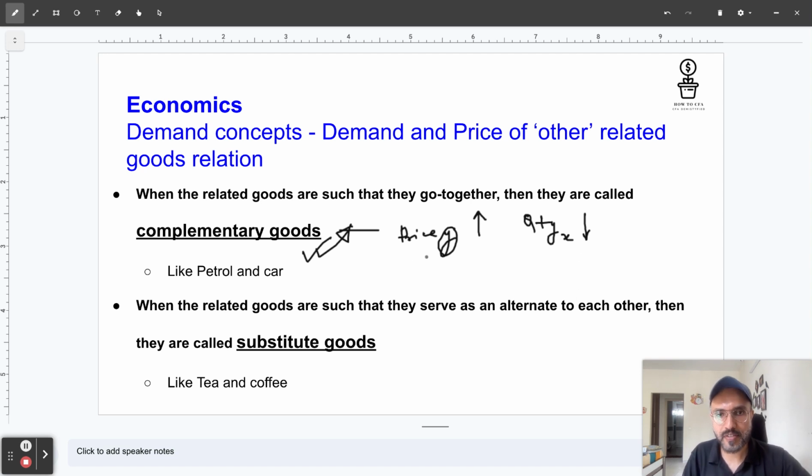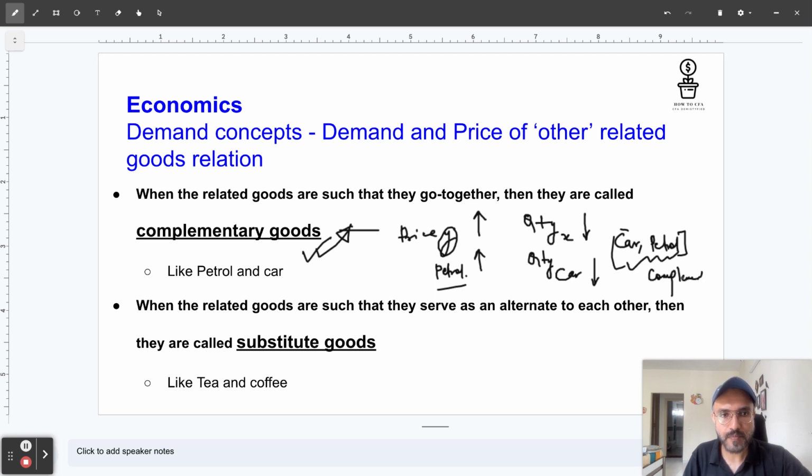So in this case, if the price of the petrol goes up, then the quantity of the car will go down, because car and petrol are complementary to each other. They are complementary to each other, right?